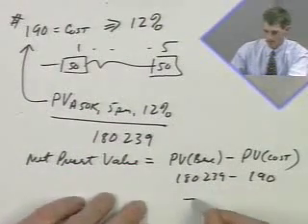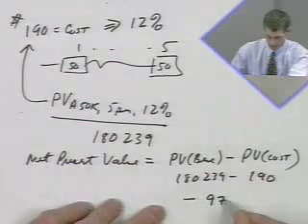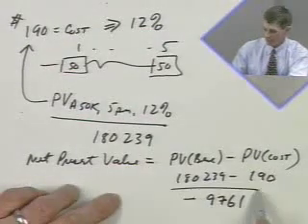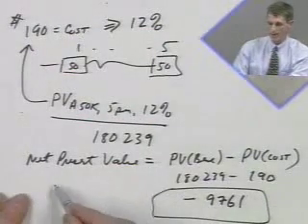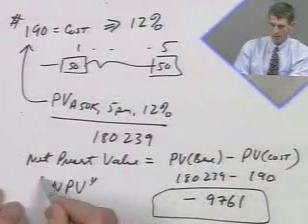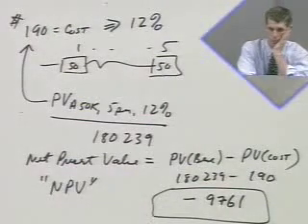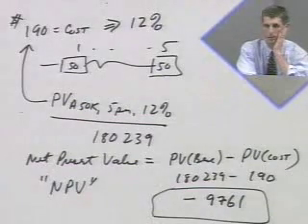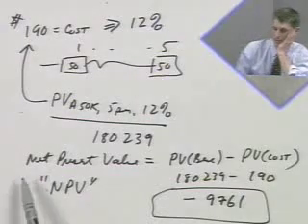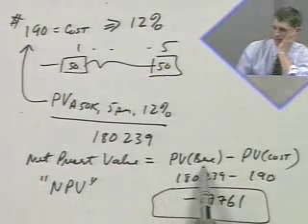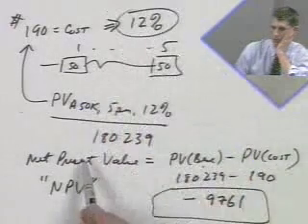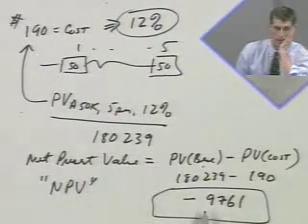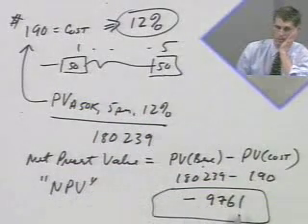And that gives us negative 9761. So in this case, the net present value, or the NPV, and you will see NPV, the way virtually every firm in America values projects is by calculating a net present value. And so in this case, the net present value, which is the present value of the benefits at the firm's required rate of return, less the present value of the cost, gives it the net present value. In this case, net present value, negative 9761.